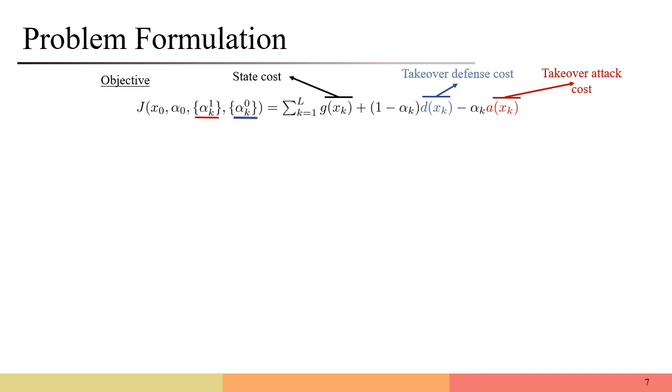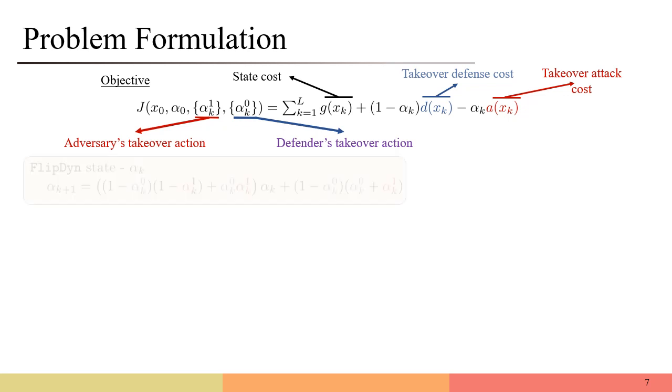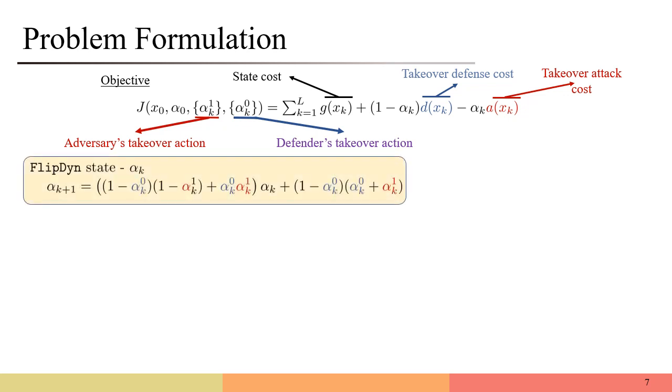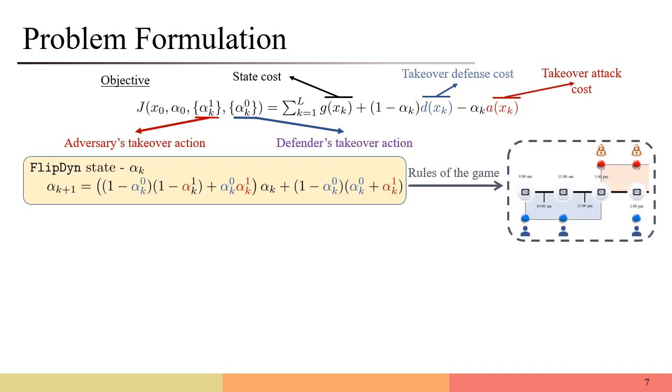With the assumptions stated, we formulate the problem with the objective being a sum of the state and takeover cost from either the defender or the adversary. Therefore, the objective is a function of the state, FlipDyn state, and the takeover actions of the defender and the adversary. The dynamics of the FlipDyn state evolves as a function of the takeover actions of the defender and adversary. The FlipDyn dynamics encodes the rules of the games, indicating who takes over at any given time instance.